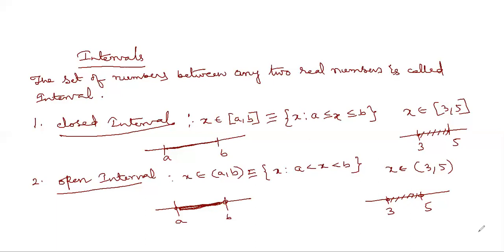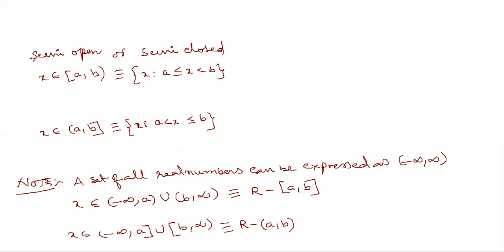Now let us go to the next one: semi-open or semi-closed. What is the meaning of that? X belongs to [a, b). What is the meaning of that? x such that a is less than or equal to x less than b. That is, in between a and b, a is included, b is not included.